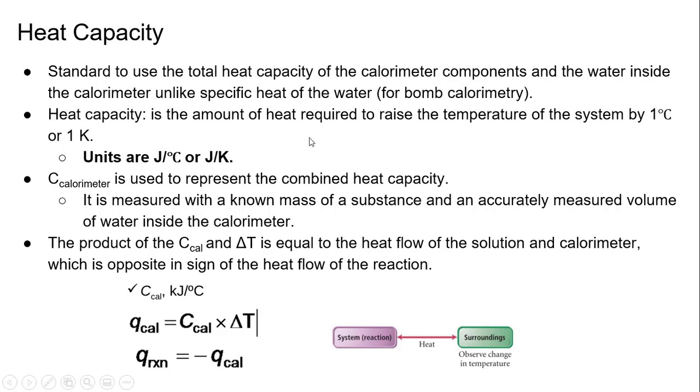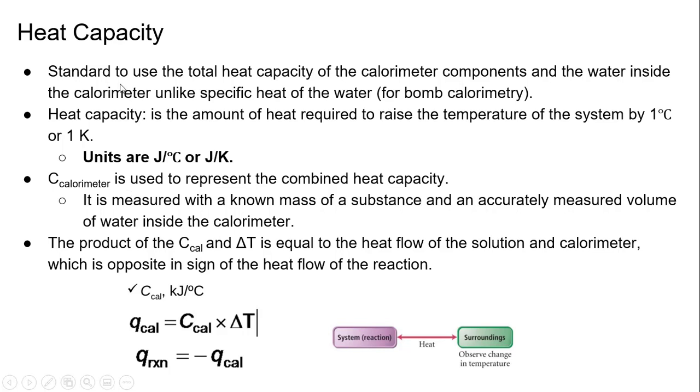Heat capacity is the amount of heat required to raise the temperature of a system by 1 degree Celsius or 1 degree Kelvin. We use these interchangeably, so don't be surprised if you see things in Kelvin and not in Celsius. We use this as a big C with calorimeter, or just cal, as you can see down here. That's used to represent the combined heat capacity. And in some questions, you'll actually be given that information. Here, you're going to have to solve for it. It is measured with a known mass of a substance and an accurately measured volume of water inside the calorimeter. The product of those is equal to the heat flow of the solution and the calorimeter, which is an opposite sign of the heat flow of the reaction.